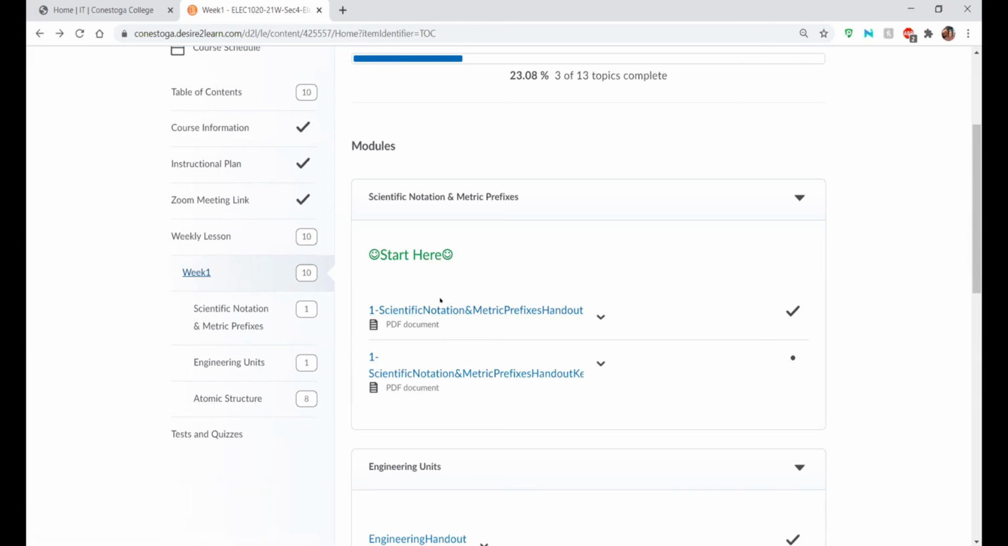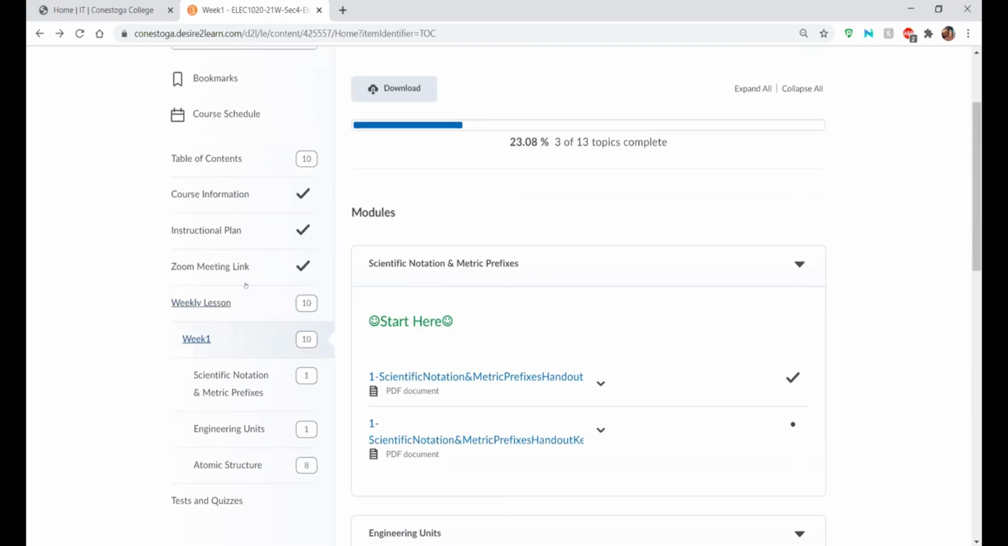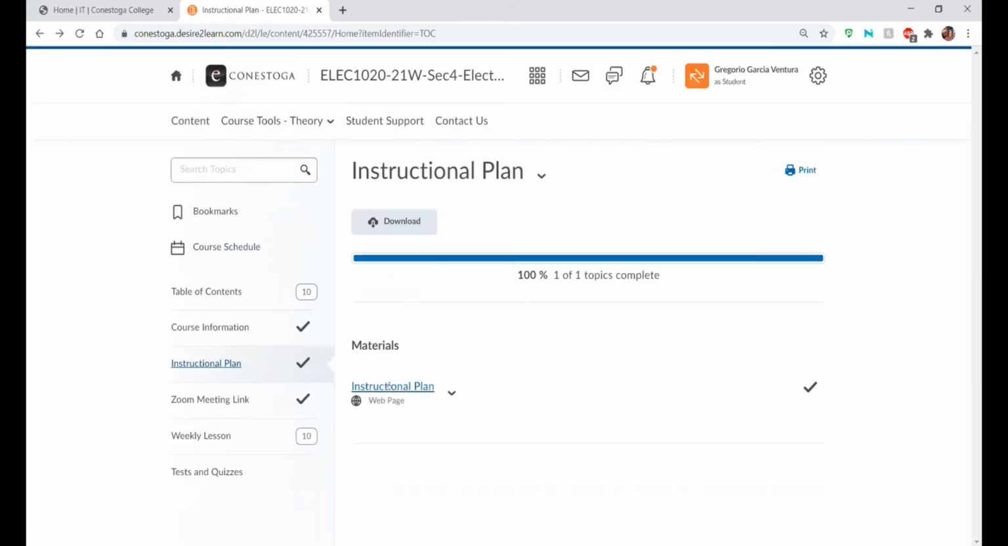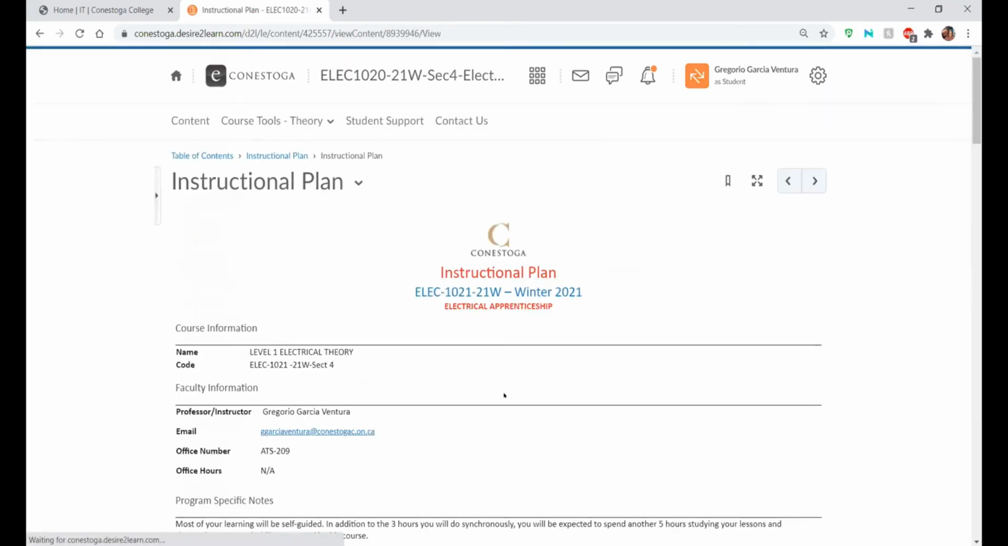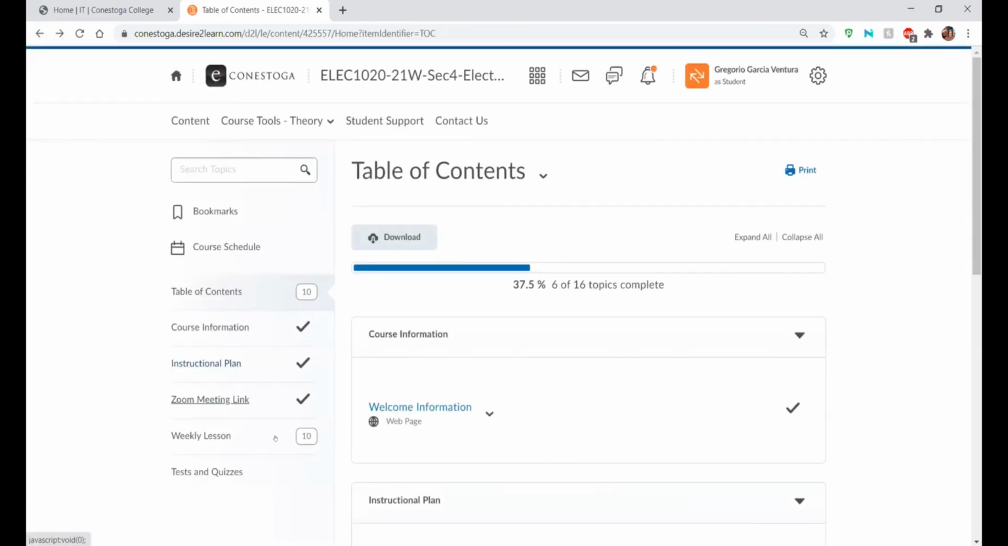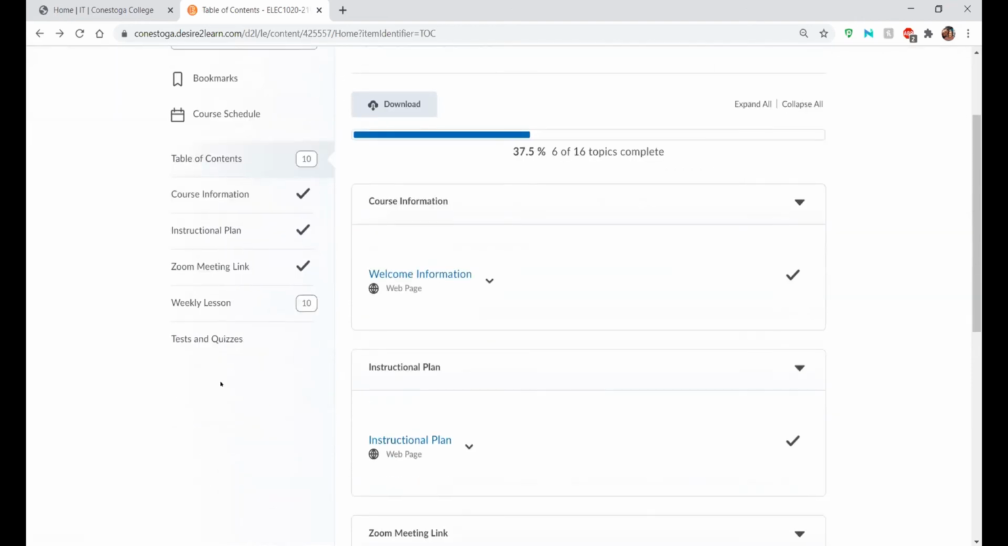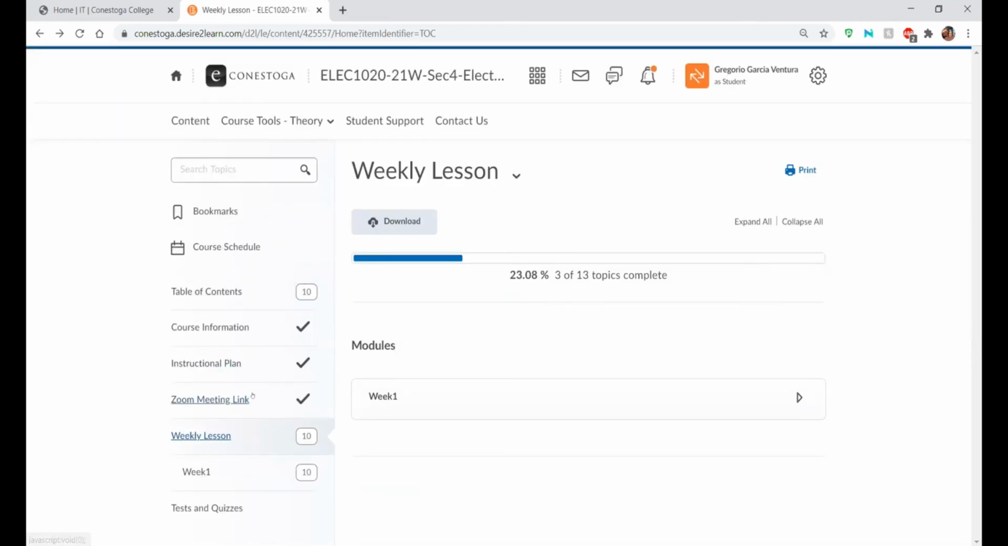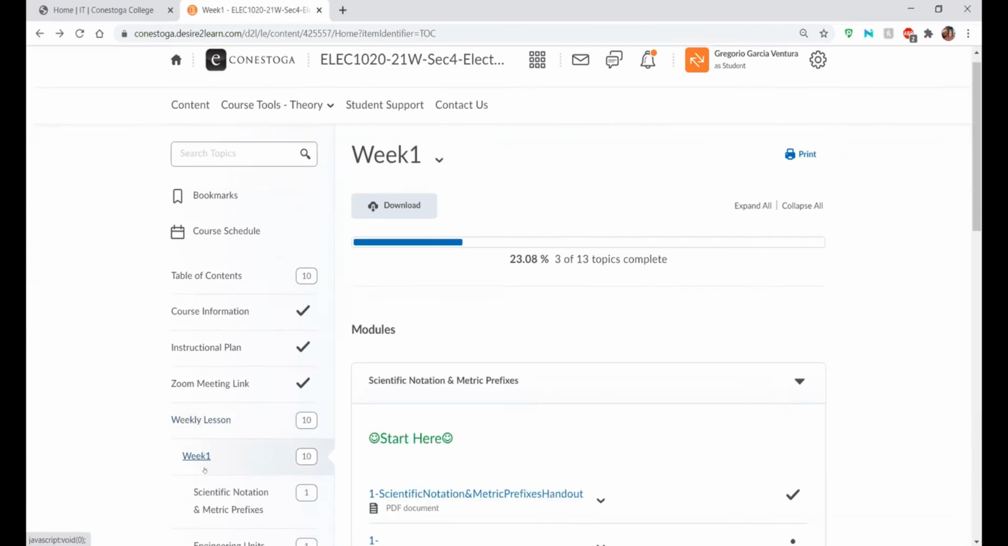But just for today, as soon as we finish talking, I'm going to be putting this information also in a web page format. You see that the instructional plan was in a web page format. I'm going to be doing the same thing for all the information that is on PDF. When we come to the weekly lesson, which is one of the tabs, you are going to have this organized week by week.